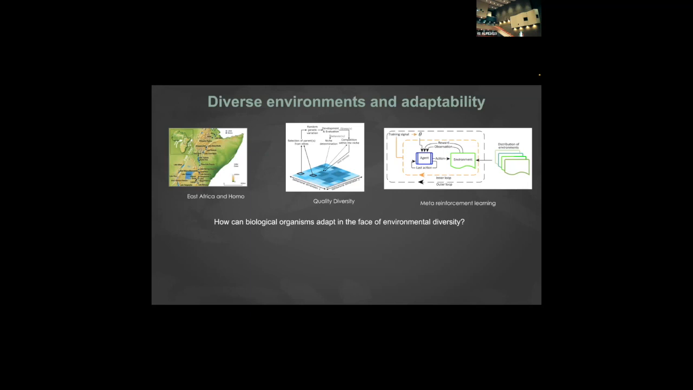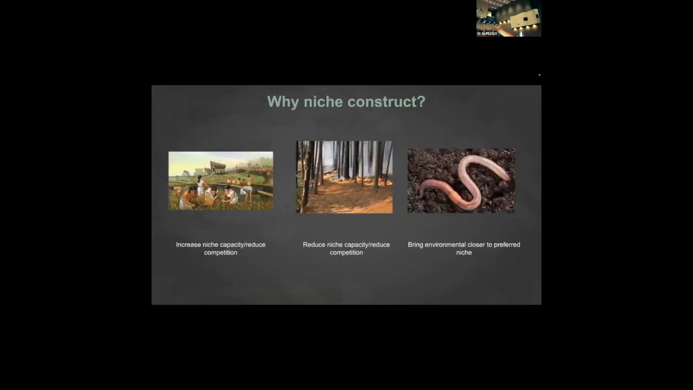And in nature, organisms can respond to this kind of environmental diversity in different ways. They can specialize to a specific niche. They can become behaviorally plastic, which means that they can have mechanisms such as learning in order to adapt throughout their lifetime, or they can adapt at an evolutionary timescale through mutations. And in addition to becoming adaptable, they can also niche construct.